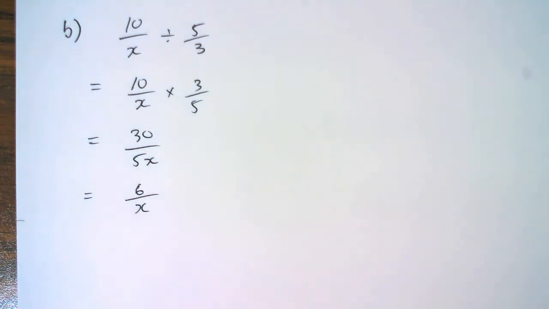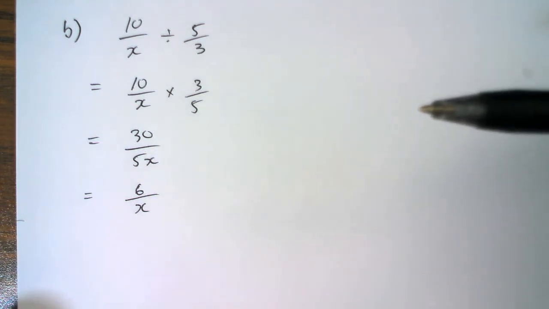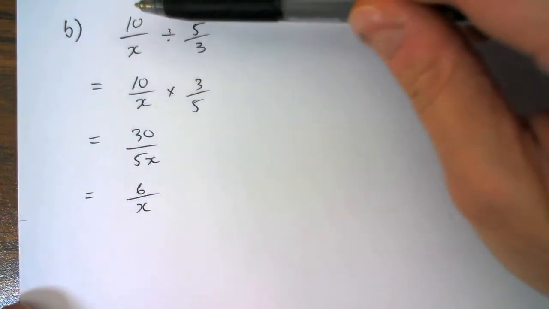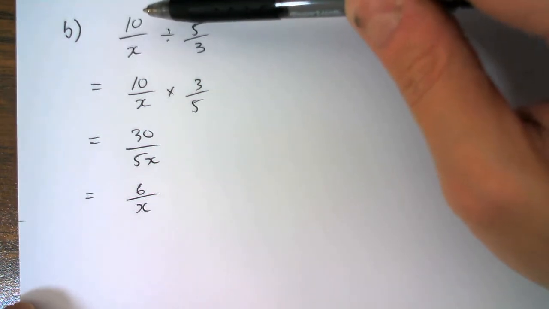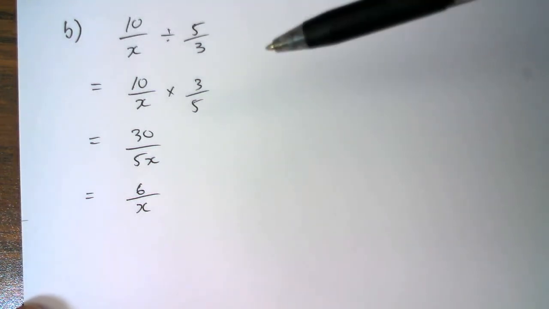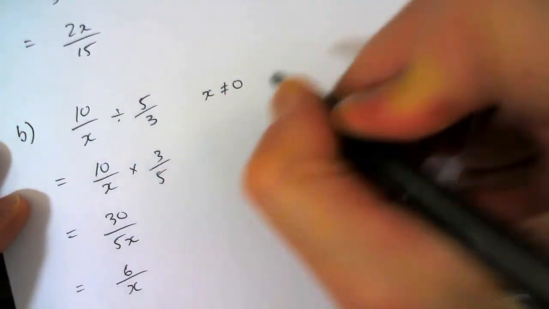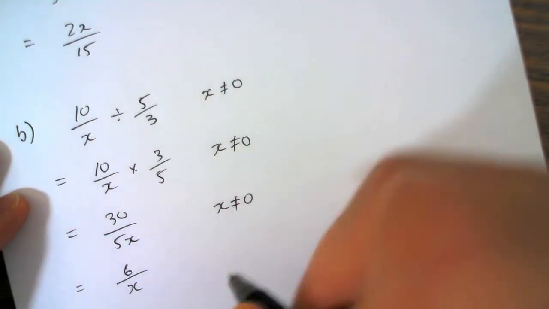In this example, we've simplified it, and we can see that x cannot be equal to 0, because if x were equal to 0, this quotient, this rational number, would be undefined. For that reason, x cannot be 0 at this stage, or any of the lines.